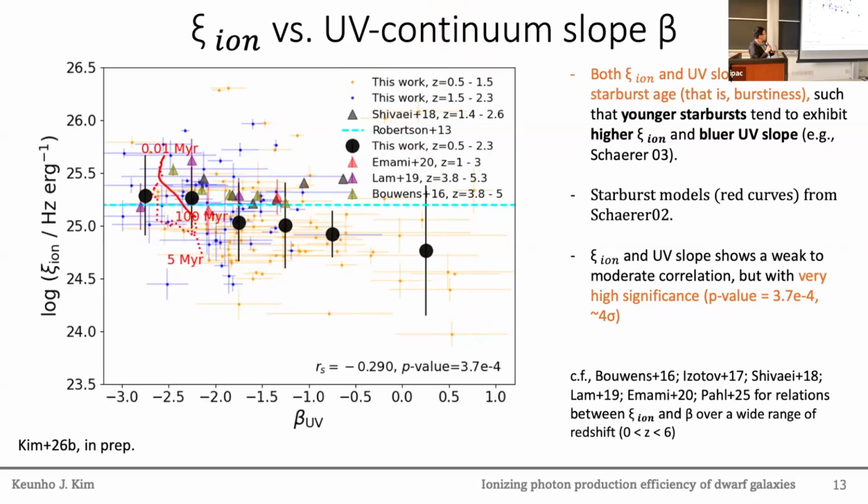This is qualitatively consistent with starburst model tracks shown in red. It shows that the young starburst age, in other words, the starburstiness, is one of the key drivers for high Xi ion and blue UV slope.